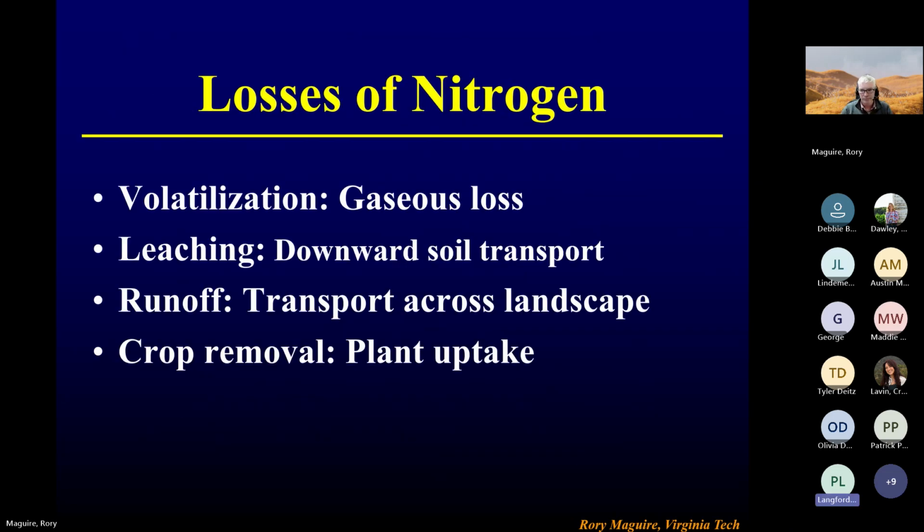We can also experience losses of nitrogen. This includes volatilization, which is gaseous loss, leaching, which is downward soil transport, runoff, which is transport across the landscape, and then through crop removal, as the plants take up the nitrogen. Once the crop is removed, there's a nitrogen loss. Next slide, please.